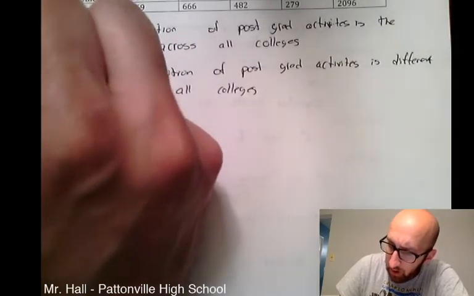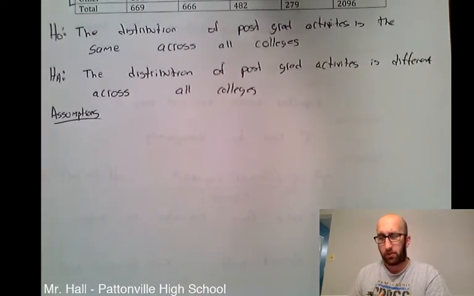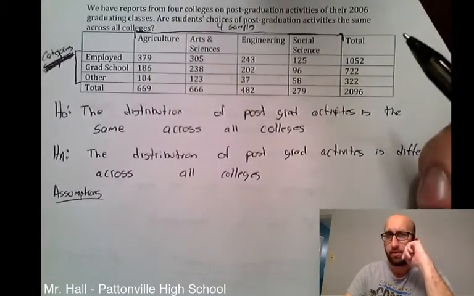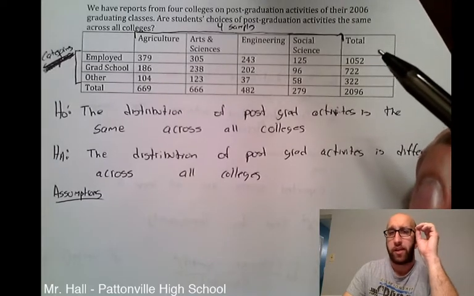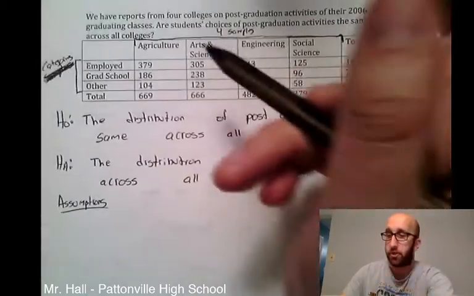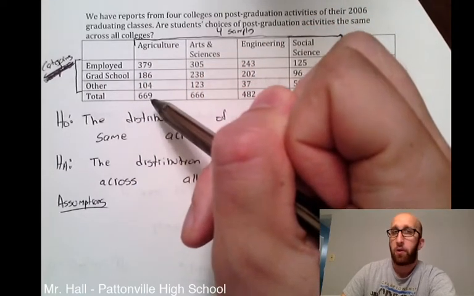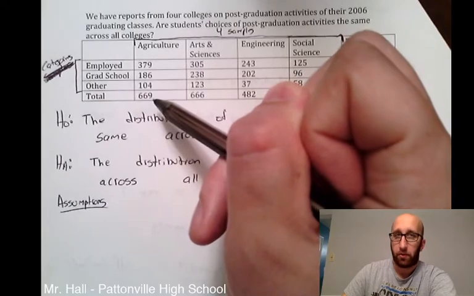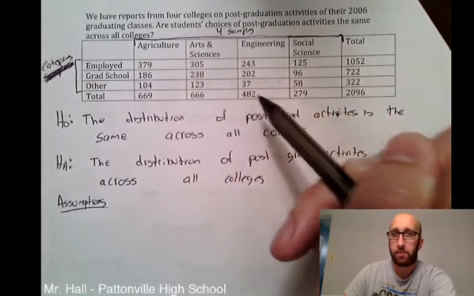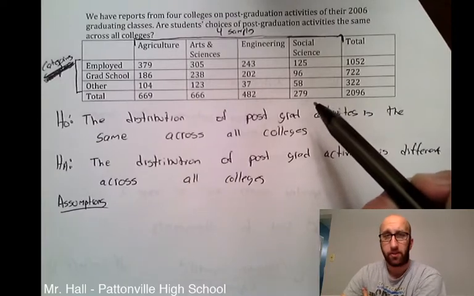So our assumptions, the first one that we need to check is you want randomization, and we can also talk about the second one, which is 10%. So what you're really wanting is across everywhere that you collected a sample from a population, you want each of those individually to be randomized and each of those individually to be less than 10% of the population. So we hope that this group of agriculture students, the 669 we talked to, were randomly selected in less than 10% of the population. The arts and sciences, we hope this 666 is randomized in less than 10%. These 482 randomized less than 10%. The 279, again, randomized in less than 10%.